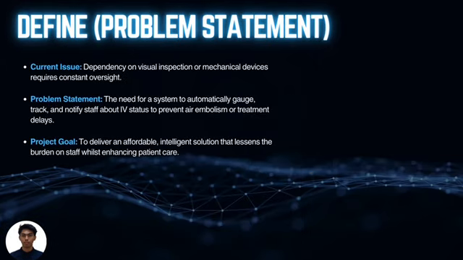Next, in the define phase, we formulate our key problem statement. The traditional method of checking IV drips relies heavily on visual inspection, which causes delays and increases the workload on staff. Our goal was clear: to create an automated system that counts IV fluid levels, logs data, and sends instant alerts, reducing the burden on staff while enhancing patient safety.